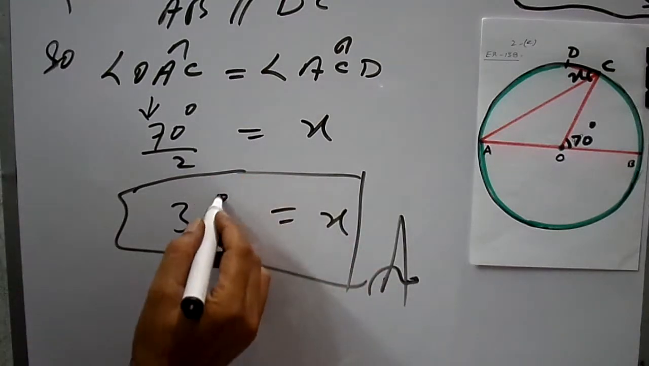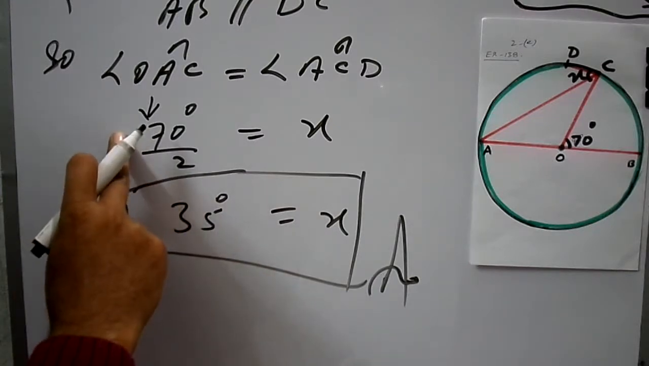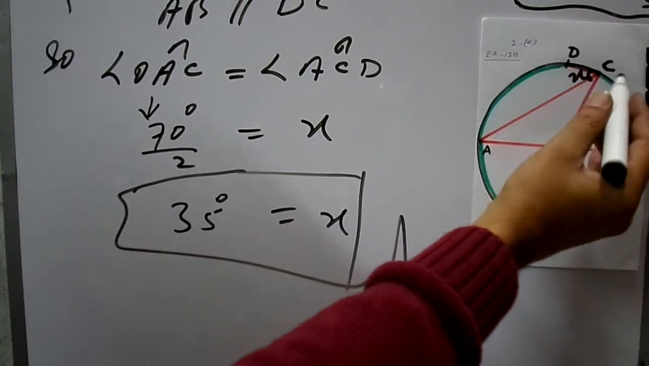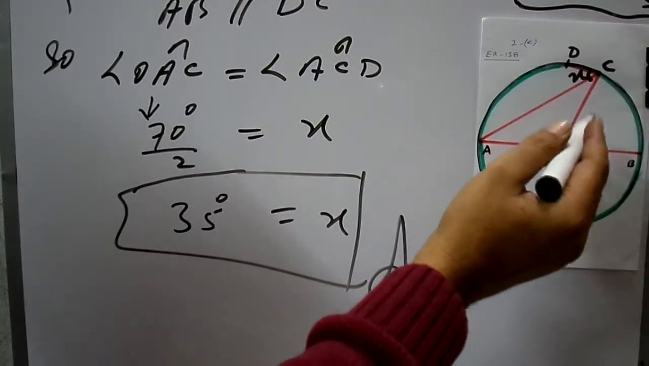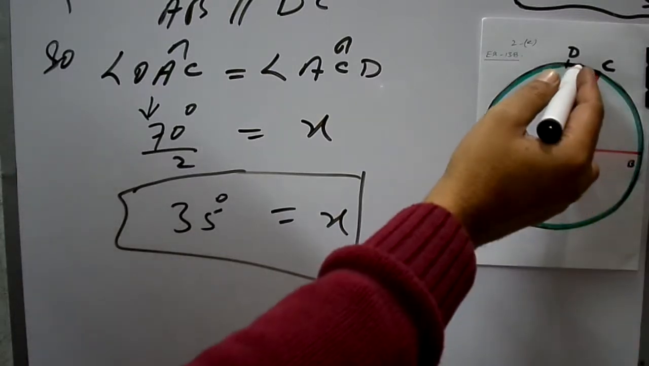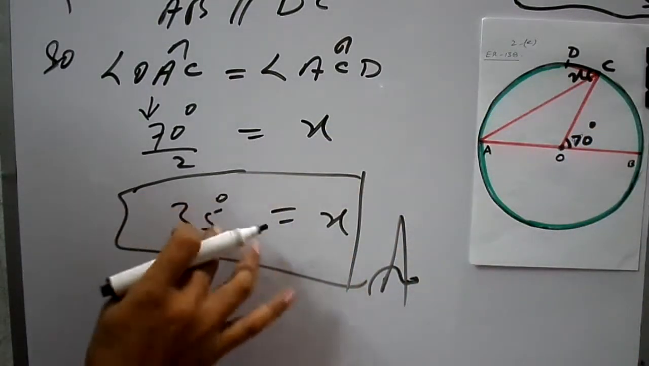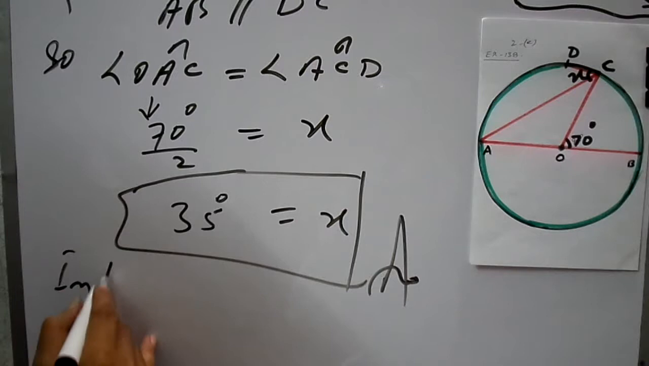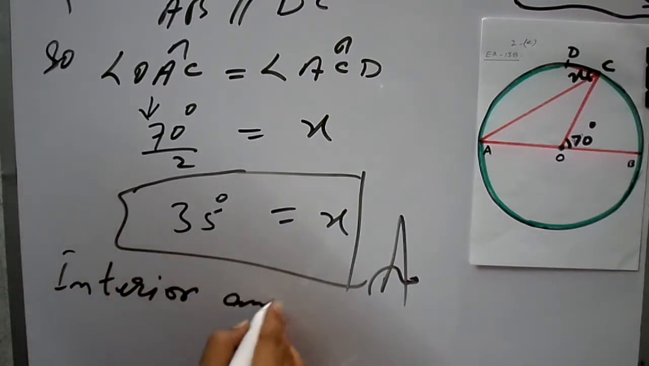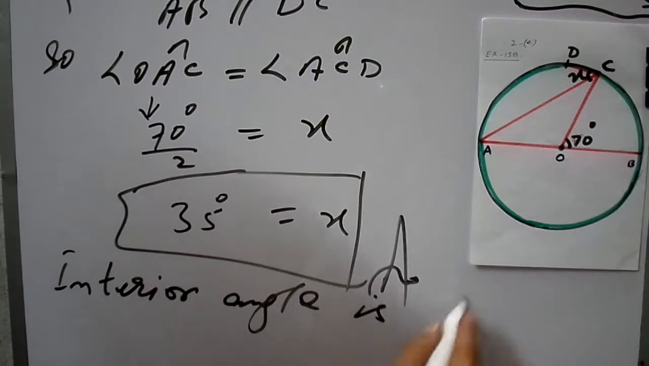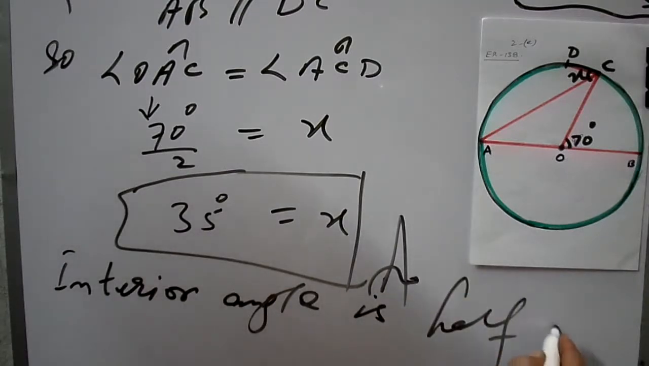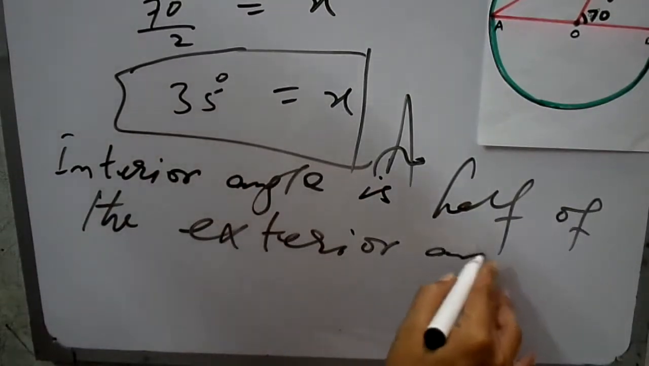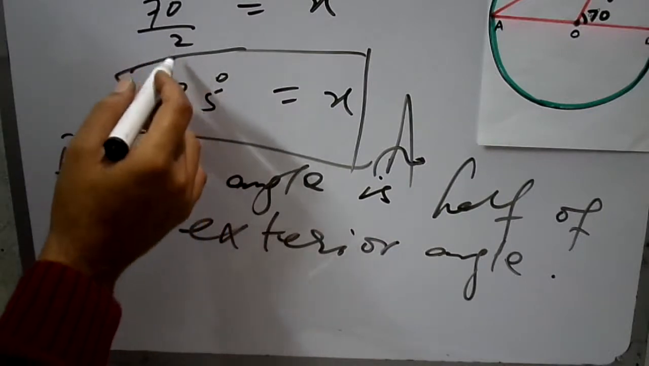Why have I divided this? The reason is that the interior angle is half the exterior angle. The interior angle is always half of the exterior one, so I have to divide this by 2, because half means divided by 2. It should be noted that the interior angle is half of the exterior angle. So that is the reason I have divided by 2. So that is your result.